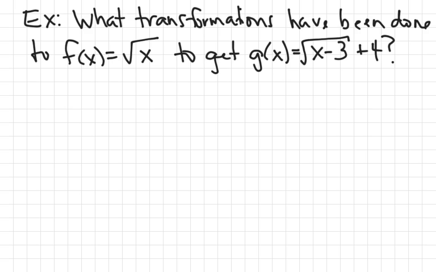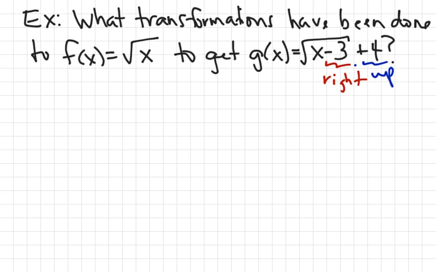What transformation has been done to the graph of f of x equals the square root of x to get g of x equals the square root of (x minus 3), plus 4? Well, there were two things that were done here. We can do multiple transformations on a graph, not just one. This plus 4 on the outside, that moved the graph up 4. And this minus 3 under the radical, that moves it to the right 3.